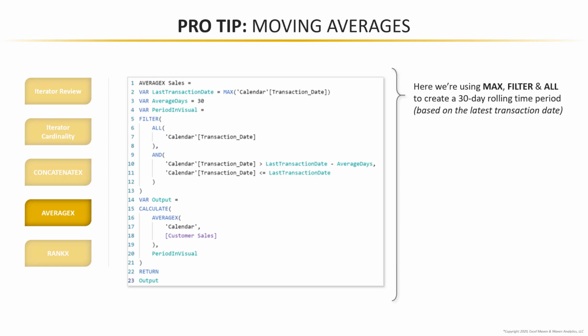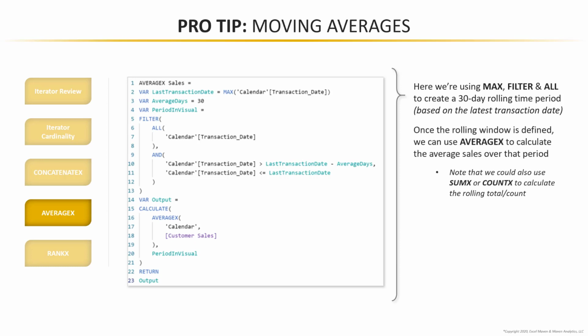For the period and visual, we're using FILTER, ALL, and AND to define the time period of the rolling window. And the rolling window is based on the last transaction date in the current filter context of the visual, meaning that if the point in the visual is July 28th, 2018, that's the latest date in the current filter context. If it was September 6th, 2018, that would be the latest date in the current filter context. And the function is adjusting 30 days back based on that last visible transaction date.